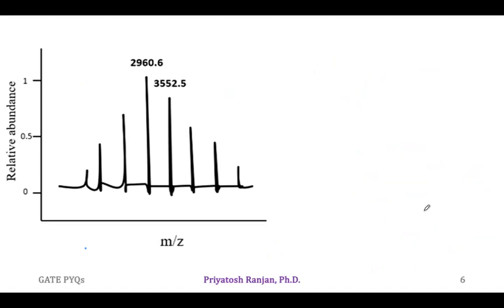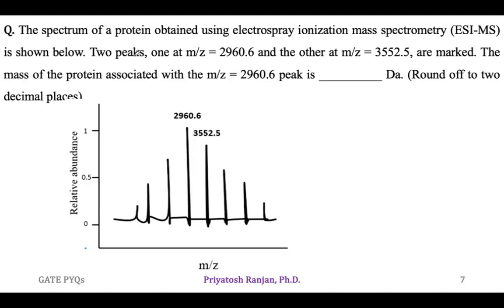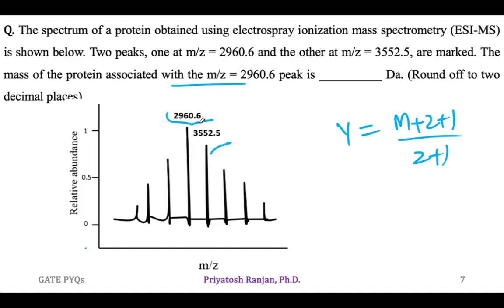Now I can calculate the molecular weight. So what I'm supposed to calculate is the mass of the protein associated with m by z 2960.6. And it's simple. If you all can recall, I named this peak as Y, and the value of Y was (m plus z plus 1) by (z plus 1), because this is supposed to carry one more charge compared to this X. And that's the reason m by z ratio is low. So I can put all these values. Y value is given, 2960.6 equal to m plus z plus 1, and z we have calculated is 5.